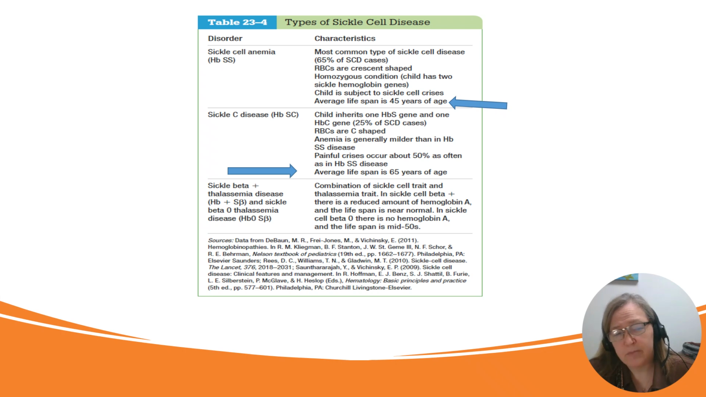The other type of sickle cell is type SC, and that one does have a longer lifespan. Lifespans are up to age 65, and this is only 25% of the cases. And then the remaining type are called thalassemia disease, which it's easy to forget is also a sickle cell type disease. So remember that.